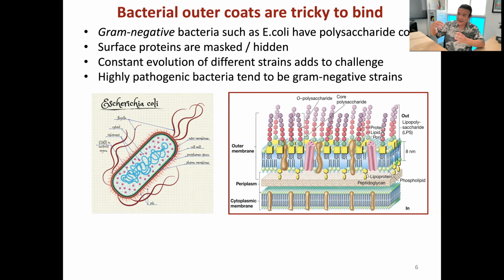So that's why these lipopolysaccharide molecules, or LPS, can essentially be part of the outer surface of the bacteria. And so what you end up with is essentially a thick coating that hides the surface features of the bacteria underneath. It's kind of like if you have shag carpeting in your house somewhere, right?